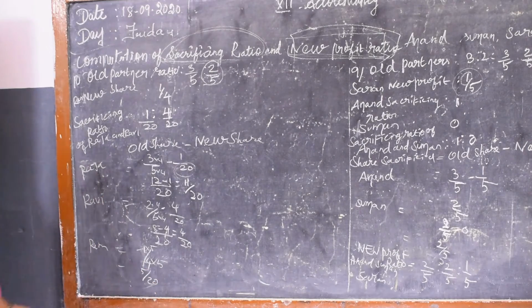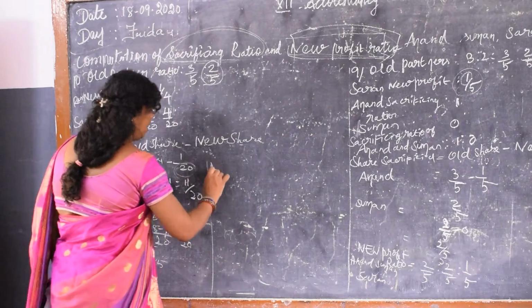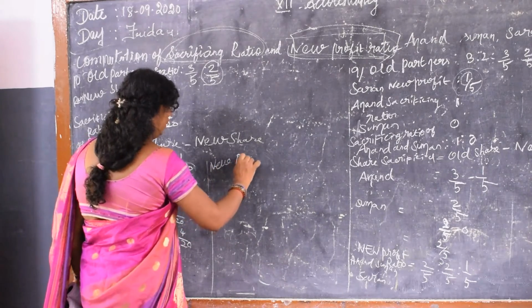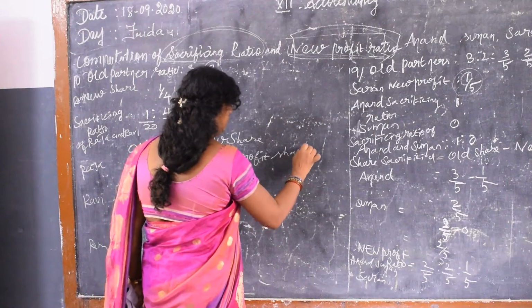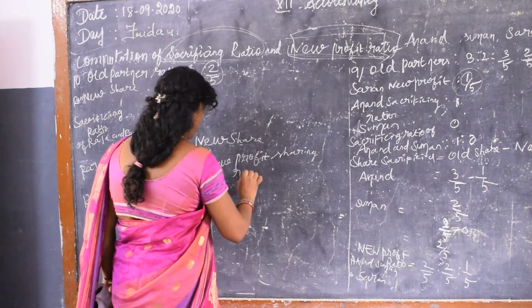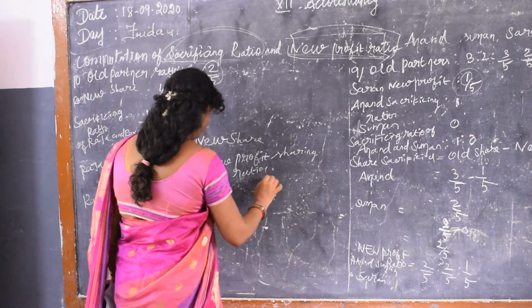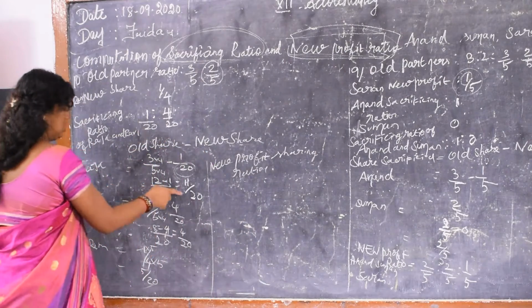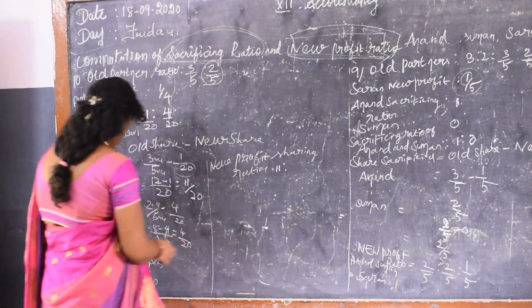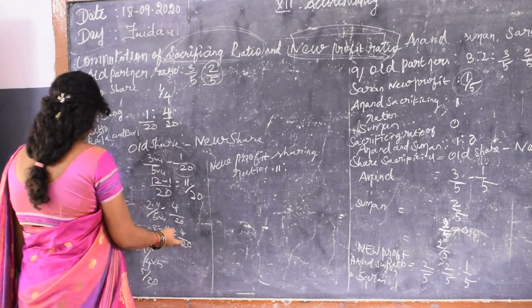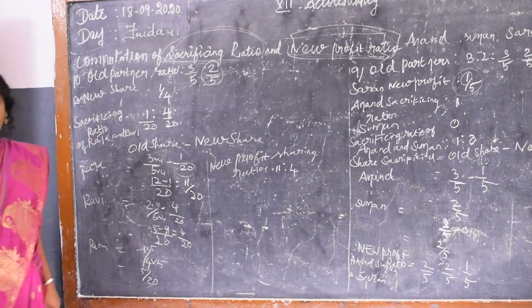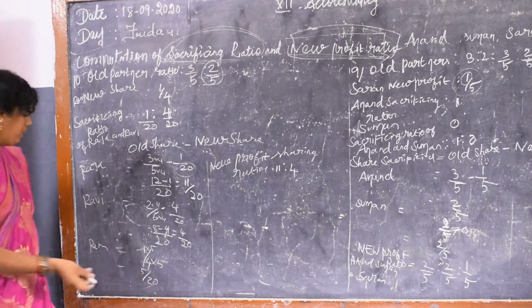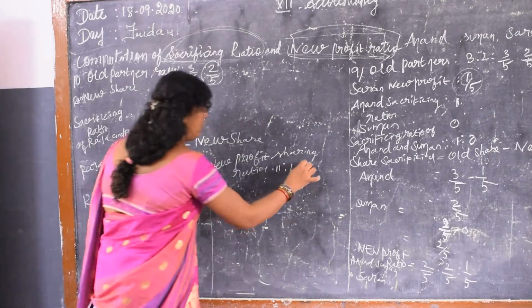Now write the new profit sharing ratio. Raja's new share is 11, Ravi's is 4. 11 plus 4 is 15. The remaining is 5, so 5 by 20.